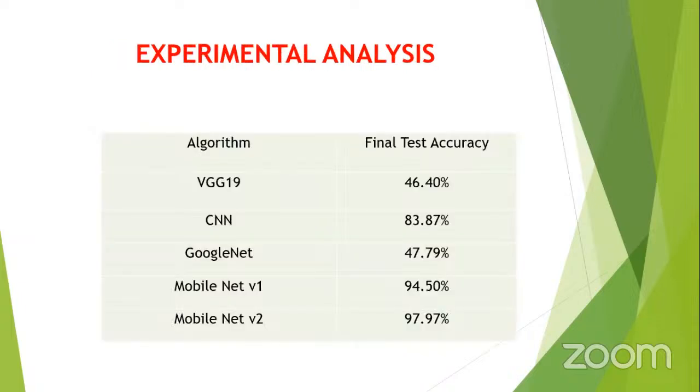So above all the models trained, we use some experimental analysis. In VGG19, our final test accuracy is 46.40%, our CNN 83.87, GoogleNet 47.79, MobileNet version 1 94.50, and MobileNet version 2 97.97. So we see that in MobileNet version 2, we find our highest accuracy, which is 97.97.